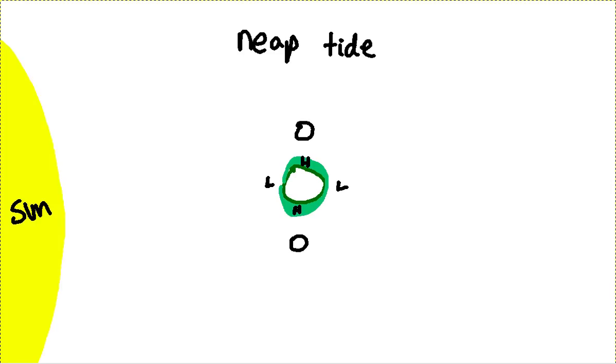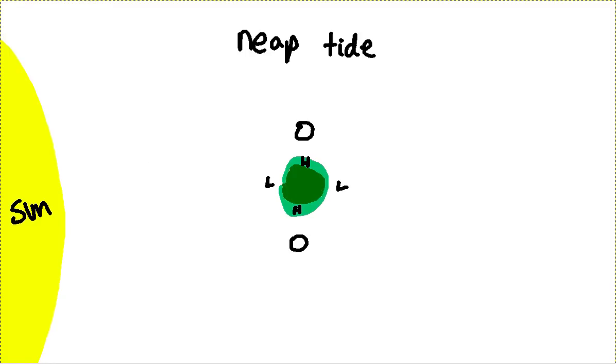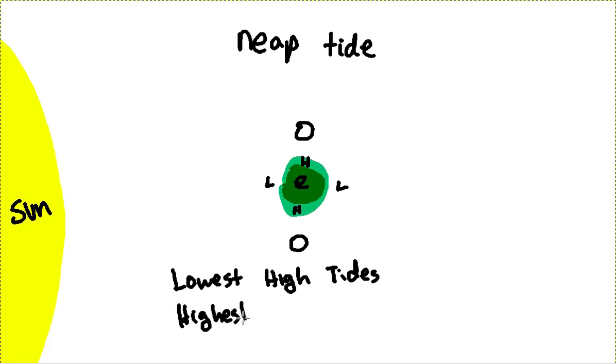Can't get any luck with this thing. Not that you care, but alright, so whenever this gravitational pull and this gravitational pull, or when it's over here 2 weeks later, when this and this are canceling out, that's when you are going to get the lowest high tides of the month, because they're canceling each other out. And that's when you're going to get the highest low tides of the month.